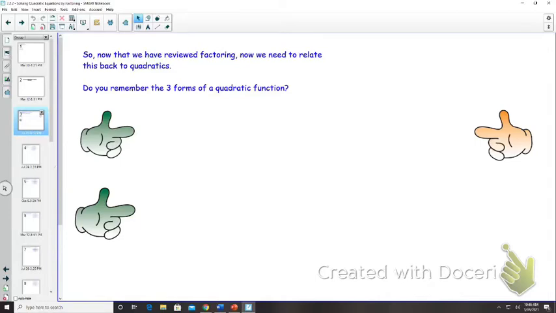Okay, so we are in the second part of solving quadratic equations by factoring. You guys just had some factoring warm-up, so that's good. Now we're actually going to apply that for solving. What are the three forms of a quadratic function that we've been dealing with so far?